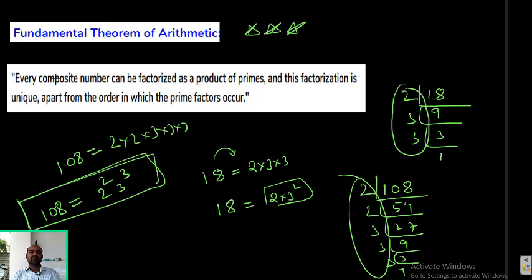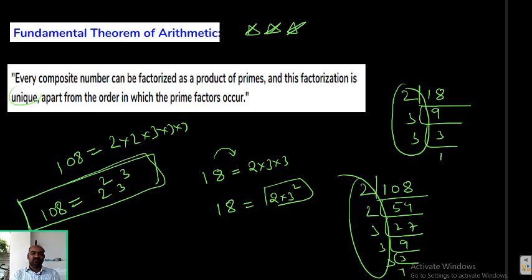So what the fundamental theorem of arithmetic is saying, again I want to read. Every composite number can be factorized as a product of primes. This is called the fundamental theorem of arithmetic. And its factorization is unique.